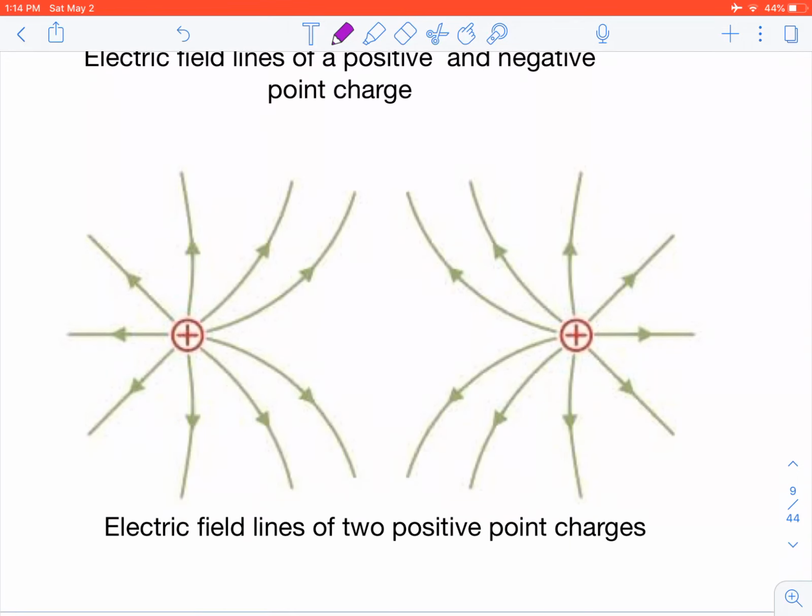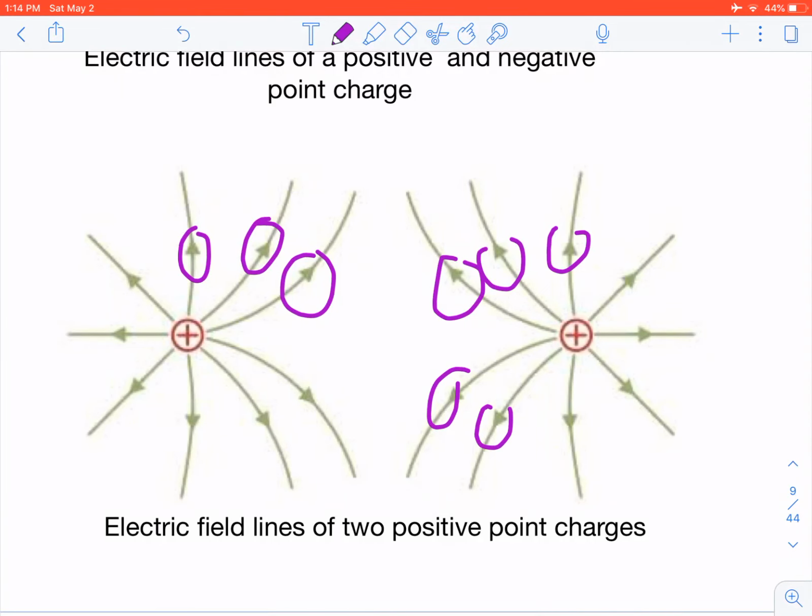Now let's look at two positive charges. We said the field goes out there, and the same thing happens here. As we see, between the charges here there seems to be no electric field, and for instance here the electric field is quite strong. So these are for two positive charges.